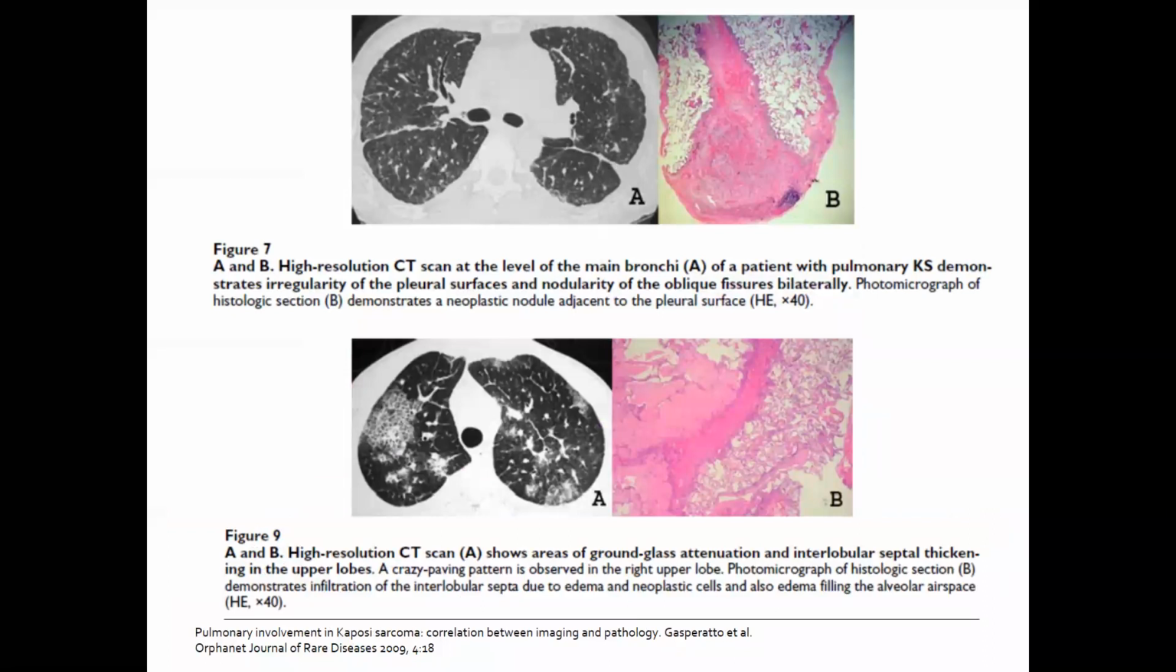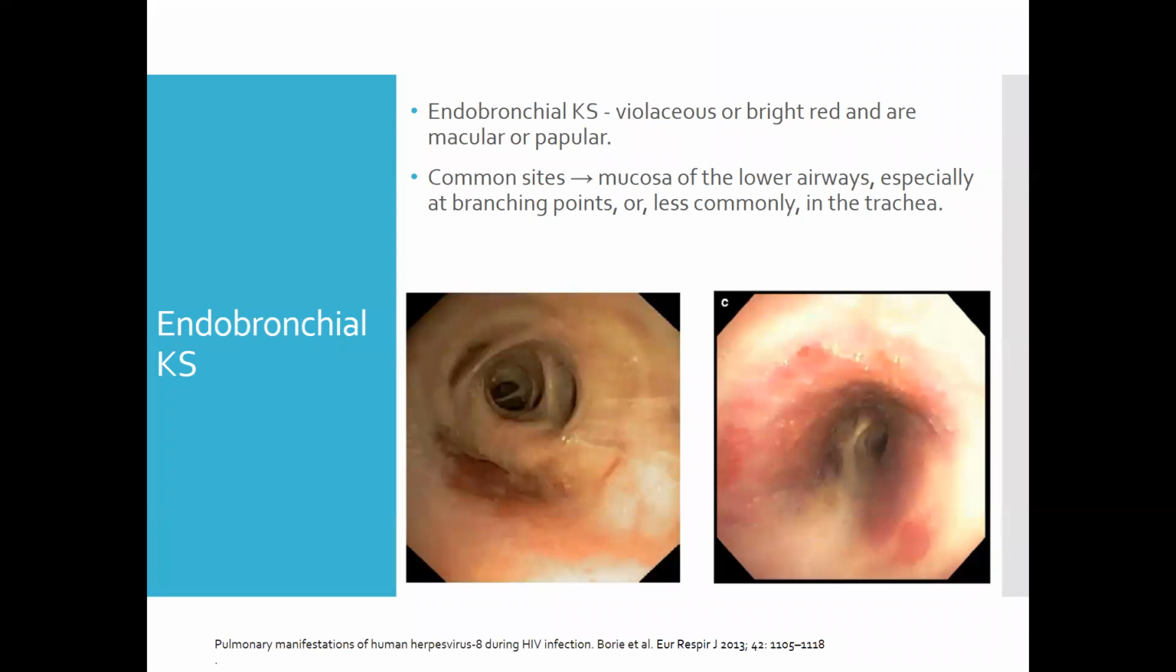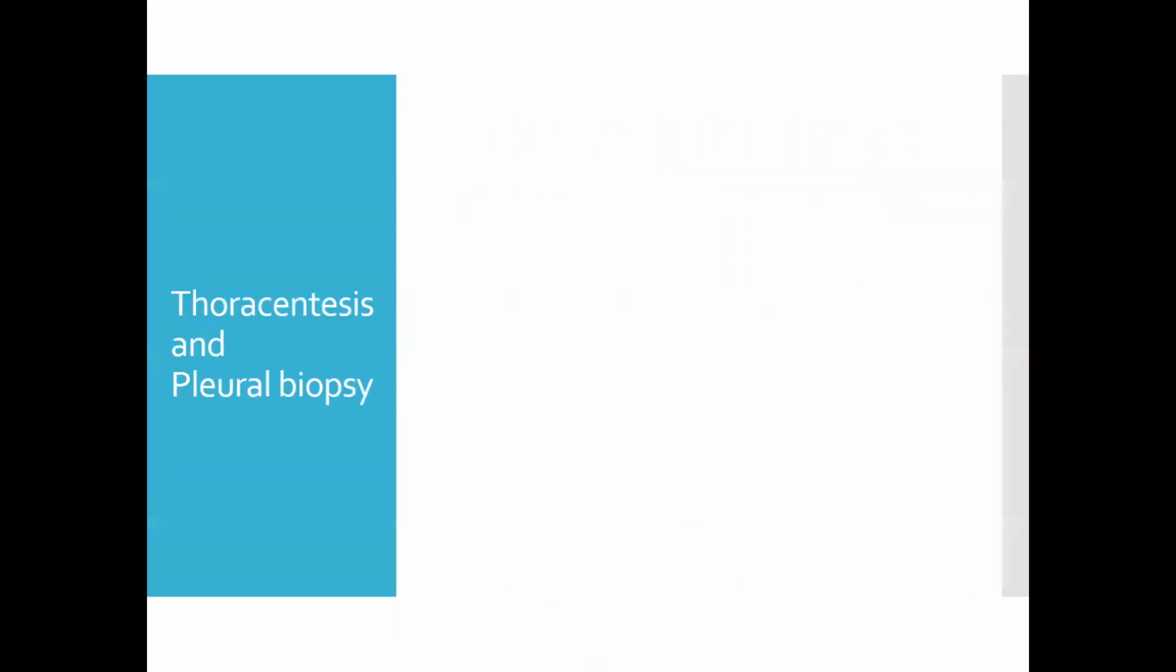This is a couple more Kaposi's CAT scan and pathology findings. In the first one, we're looking at pleural nodularity and how it appears on pathology. And sometimes Kaposi's, as seen in the slide and as seen in the images below, can appear with ground glass opacities and almost a crazy paving pattern, which is mainly representative of inflammation within the alveoli. Endobronchial Kaposi's appear as bright red, macular or papular violaceous lesions, typically at branching points or even in the trachea.